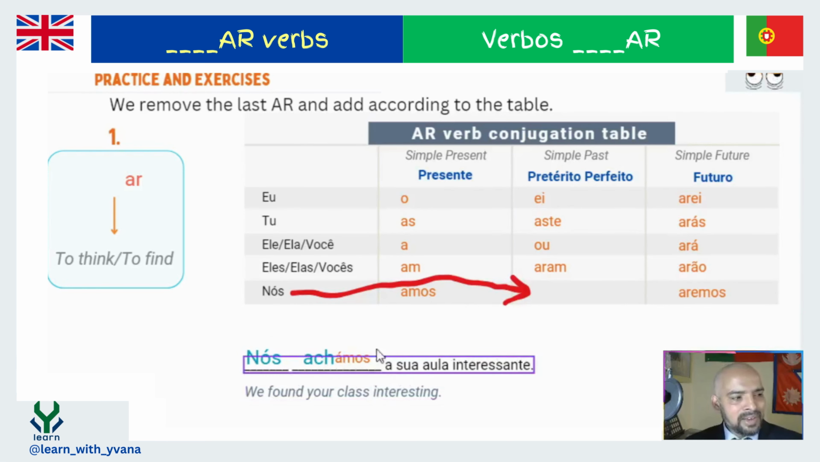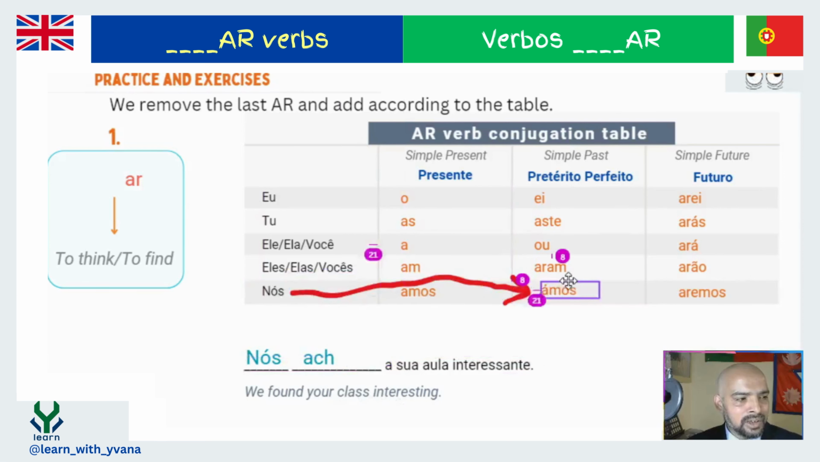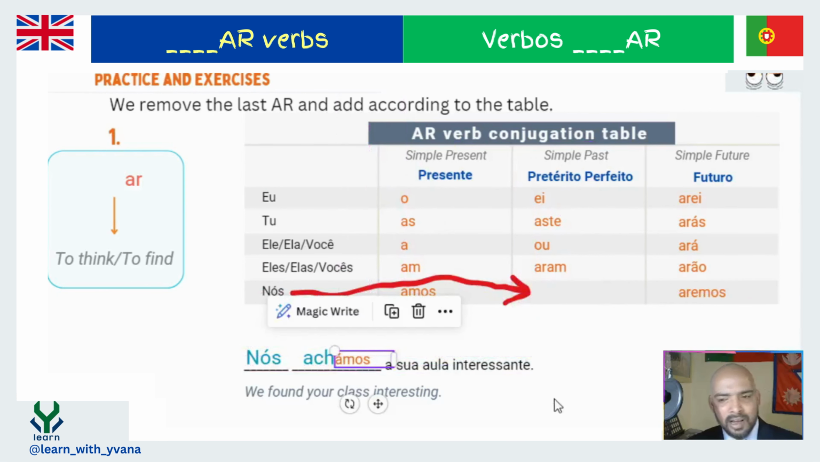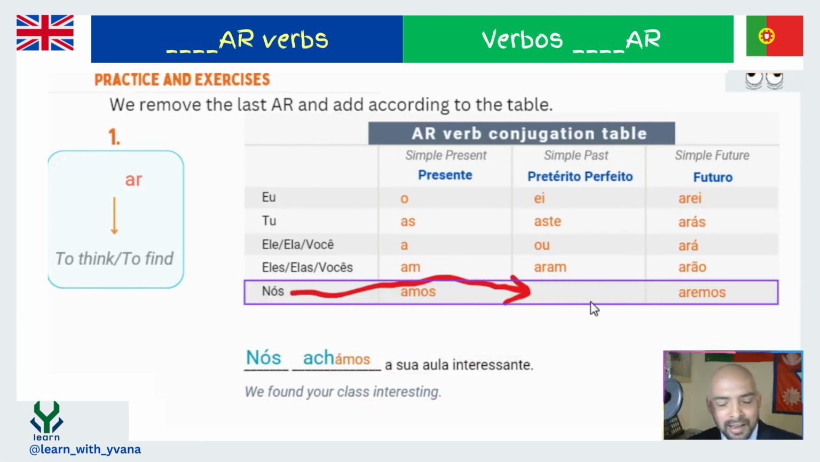So that means it's very easy. We found your class interesting. That means we found, it is the past. And if you use this table, then you can find that with nós in simple past, we add amos, right? So if you add amos, nós achamos a sua aula interessante. We found, or we think, or we thought your class is very interesting. That is how we make sentences.